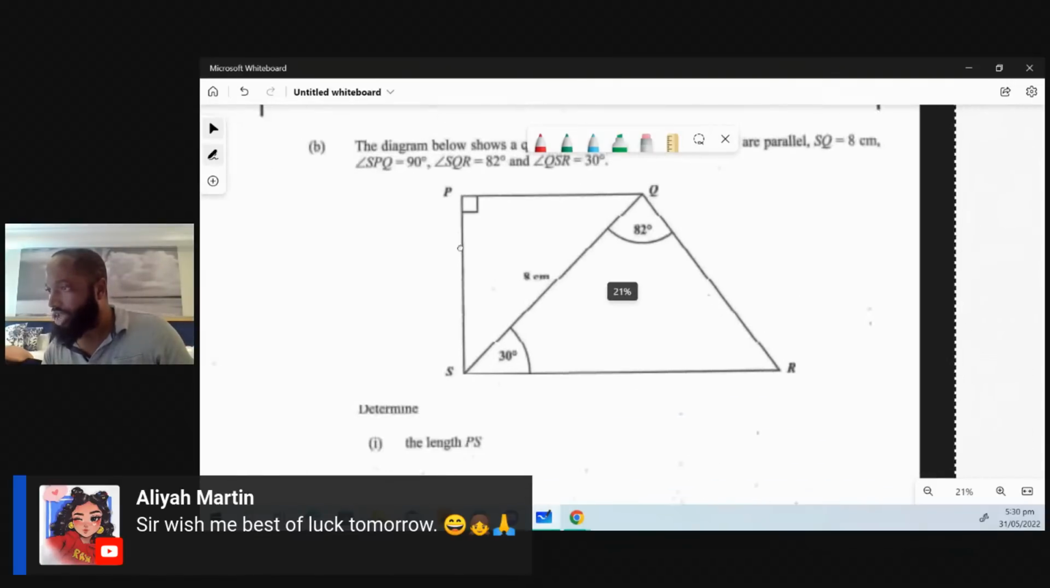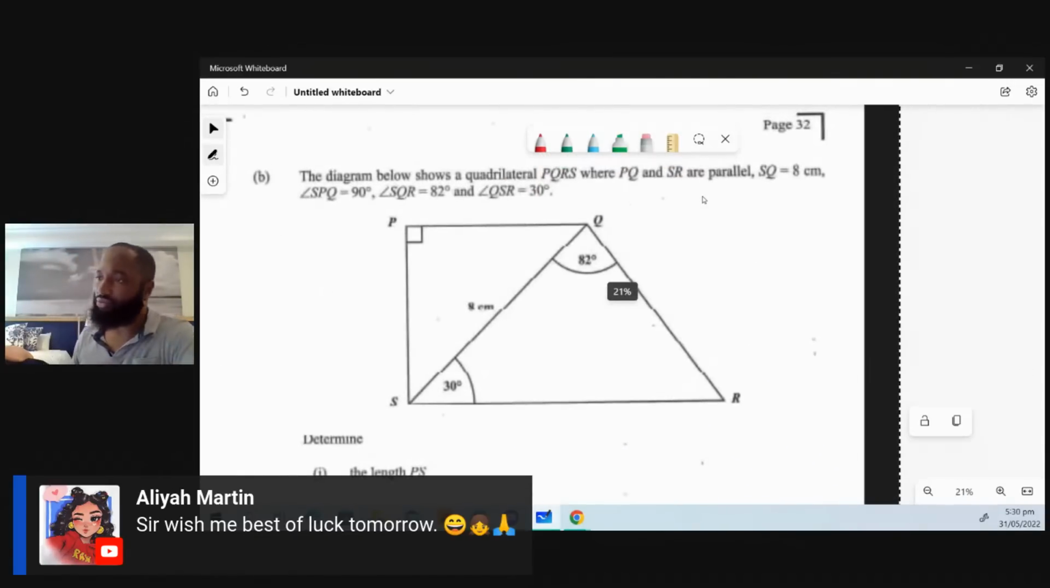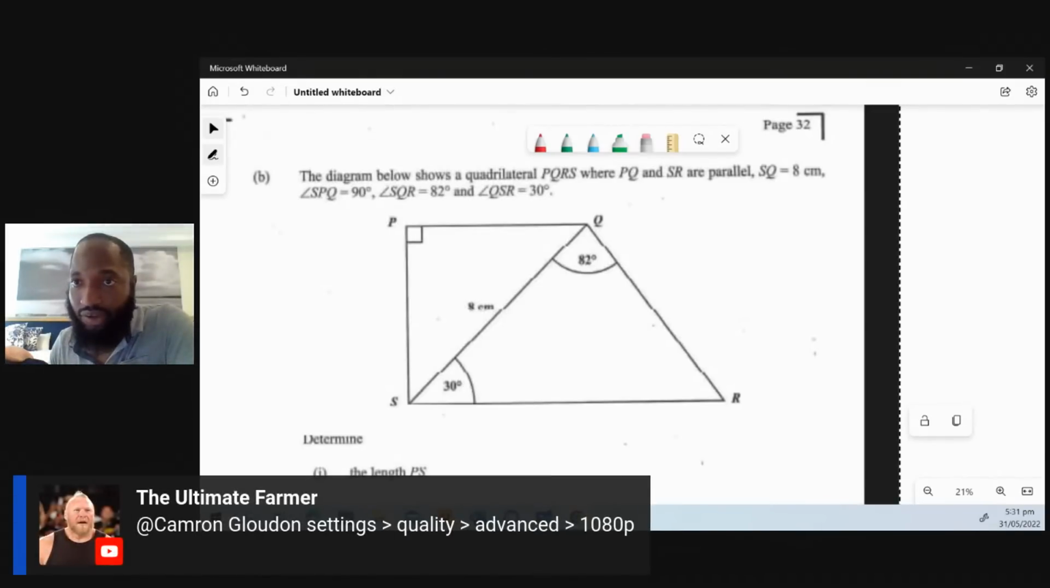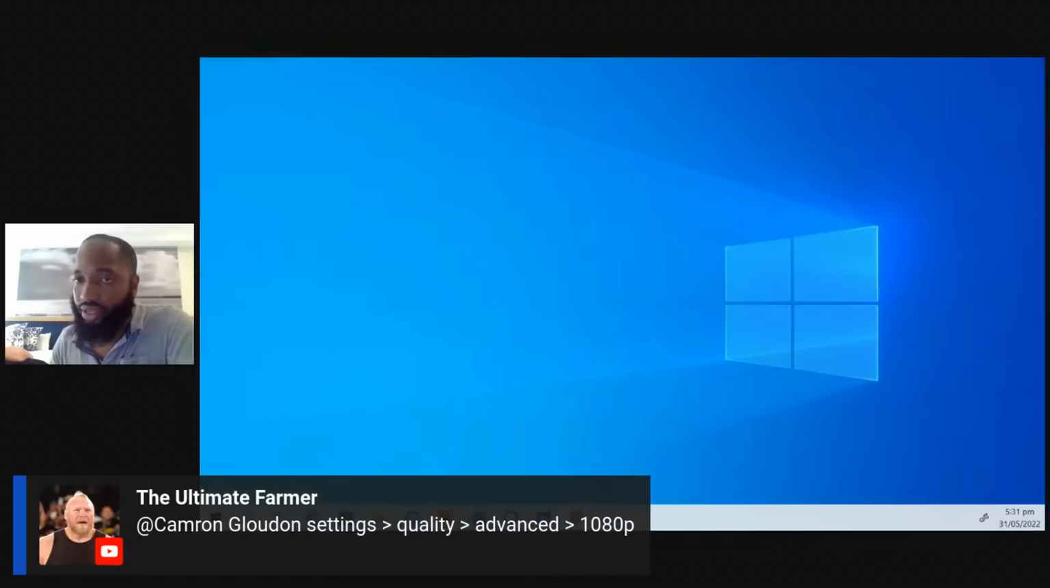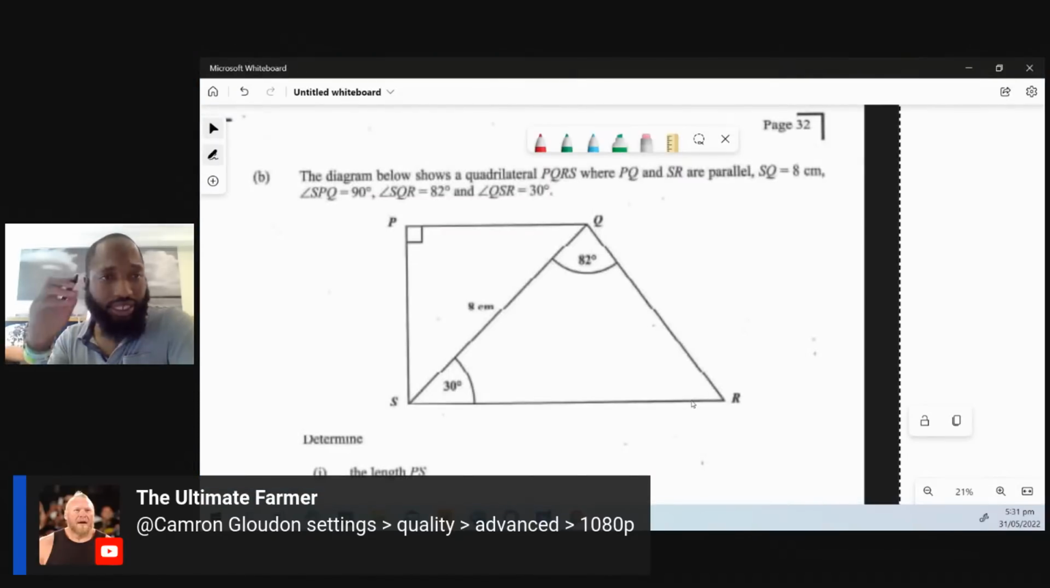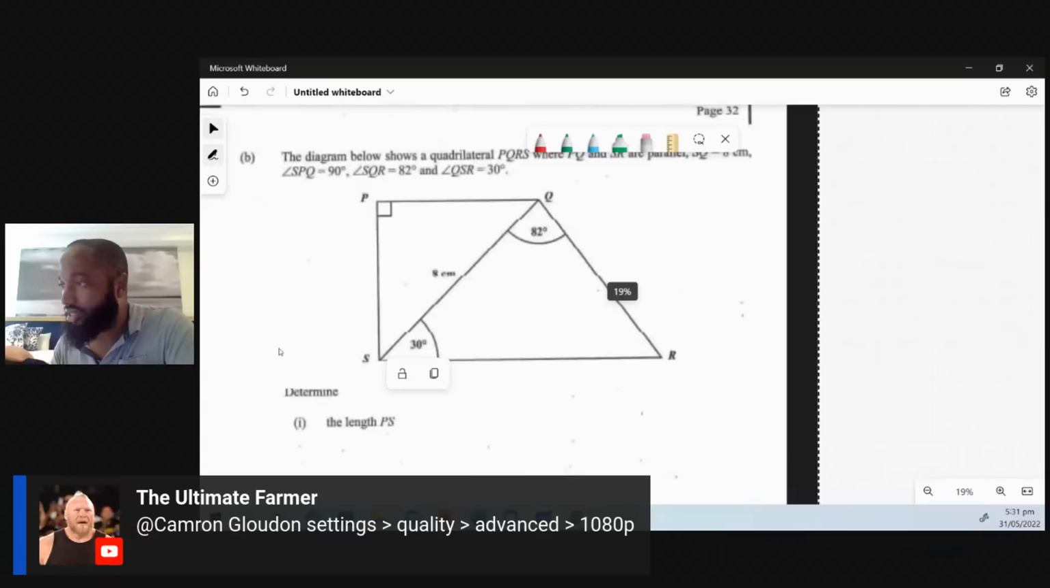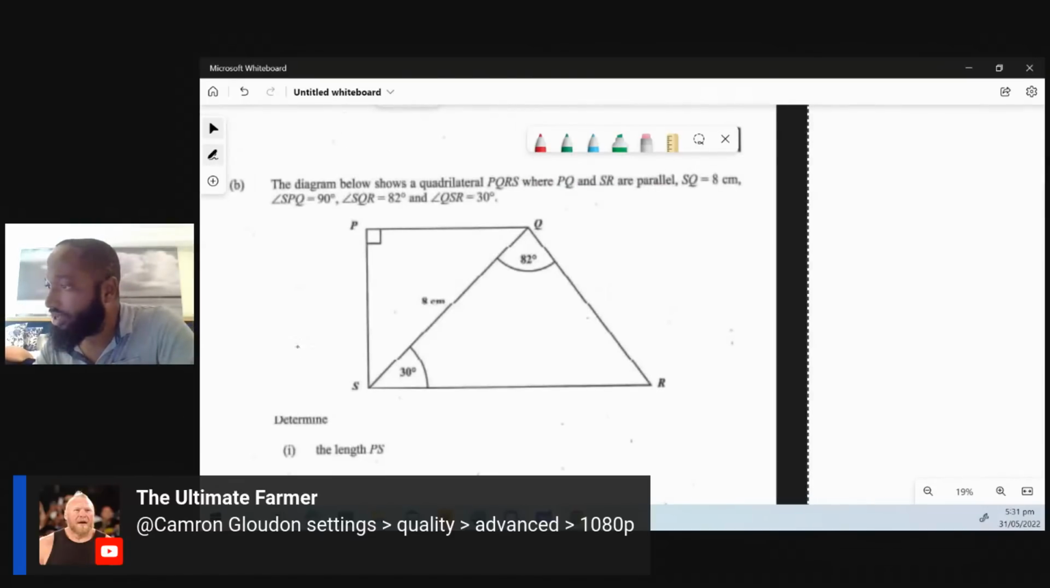The diagram below shows a quadrilateral. That's a quadrilateral, folks. If you're looking for composite functions, or any topic, just search my name and the topic and you'll generally find videos for everything.